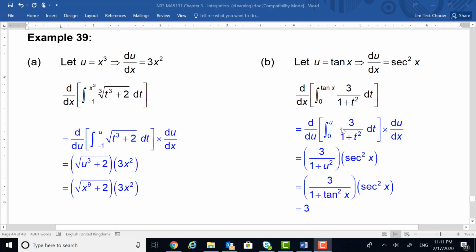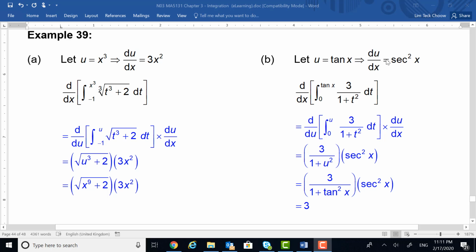Likewise, in 39b, if I do all these things, I could do this question quite quickly by replacing the t with tangent x, and then I just include the derivative of tangent x. So if you do it this way, it's very fast. You can get from this line to this quite quickly.